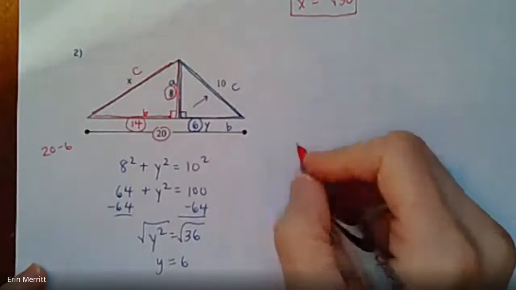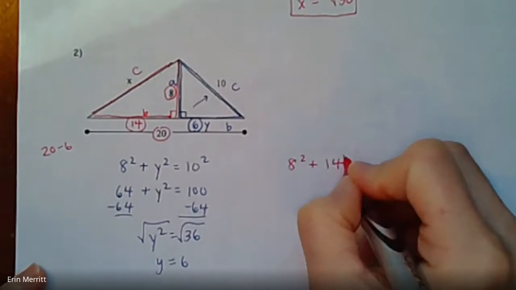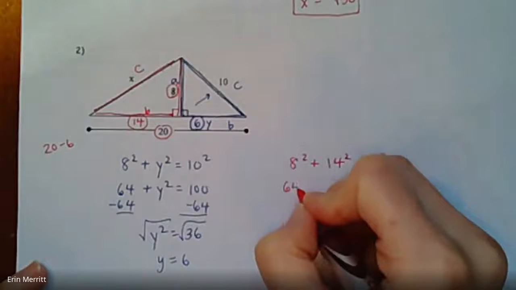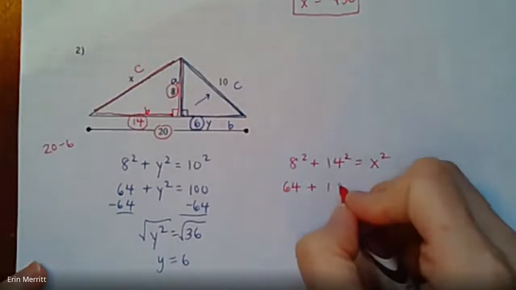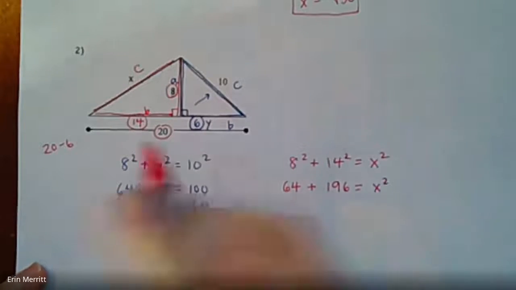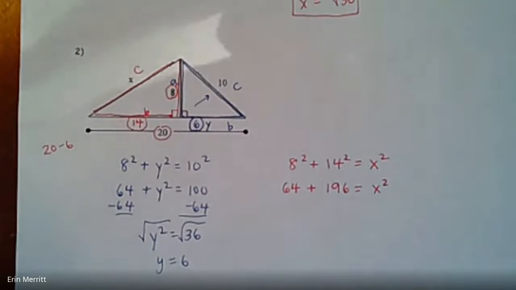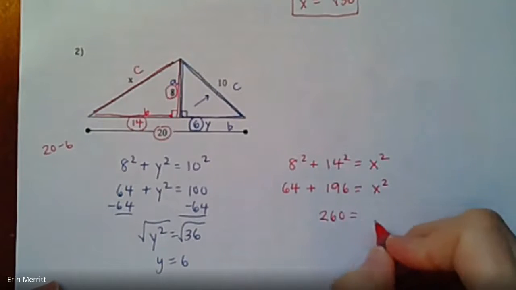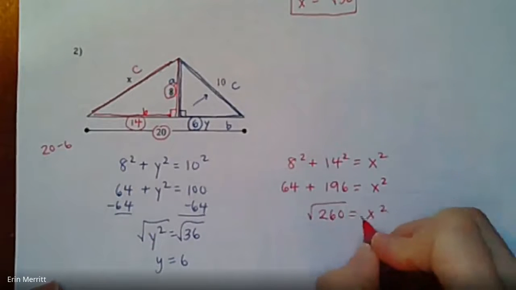In my triangle on the left, here would be my A, my B, and then my hypotenuse of C. All right, try it out. 8 squared plus 14 squared equals x squared. So this will be 64. 14 squared is 196. And then if we do 64 plus 196, we get 260.